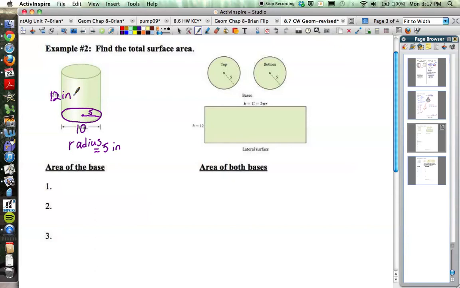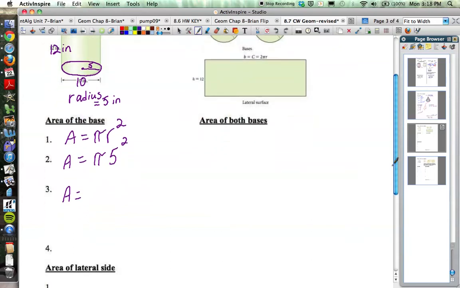So the area of the base, area of a circle, is pi r squared. And in this problem, our radius is 5, so pi times 5 squared. Leaving our answer in terms of pi, that gives us 25 pi square inches, which is the area of one base.